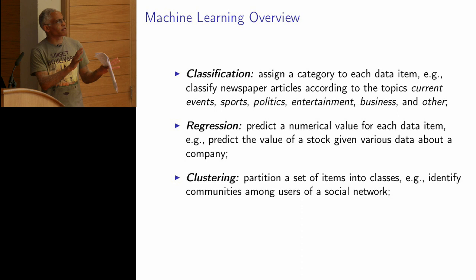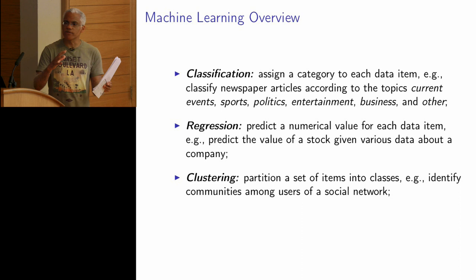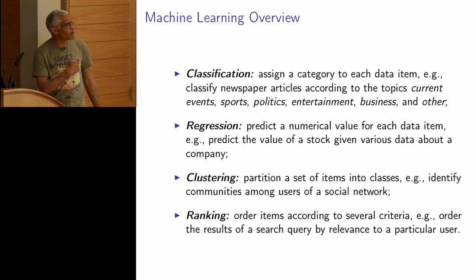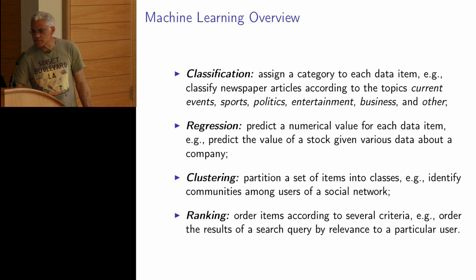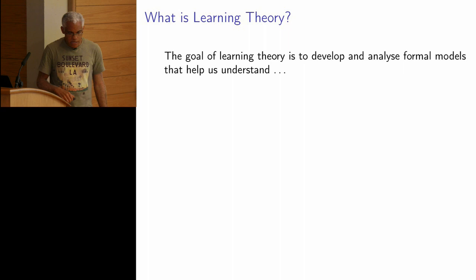We'll say nothing about clustering, which is a kind of unsupervised learning. You've got a bunch of data items, maybe users in a social network, and you want to group them together in natural ways. Nothing about that, and nothing also about ranking, so ordering results of a search query by relevance to a particular user, as an example. So this talk, classification all the way. And this is natural in logic, because what is a formula there for, if not to classify some elements as true or false? Okay, so the title of the talk is Learning Theory.